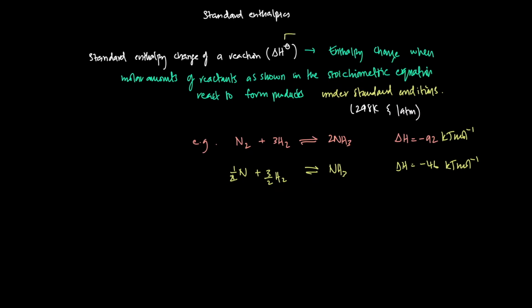Over here, the theta represents standard conditions, 298 Kelvin and 1 atmospheric pressure. You can say 298 Kelvin or 25 degrees Celsius. 1 atmosphere is not the same as 100 kilopascals. 1 atmosphere is around 101.325 kilopascals. I'll write this down. 1 atmosphere is about 101.325 kilopascals.